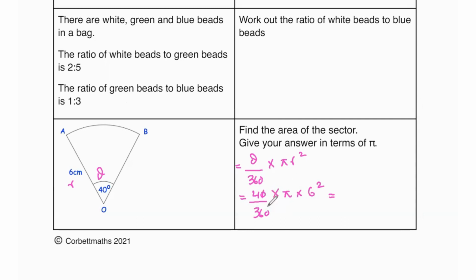What we can do is we can cancel out the zeros over here. 4 ones are 4, 4 nines are 36. 6 square is 36, so 36 over 9 pi. And since 36 divided by 9 is 4, so it's going to be 4 pi. So 4 pi is the area of the sector. And as it is given in terms of pi, so that's your answer.